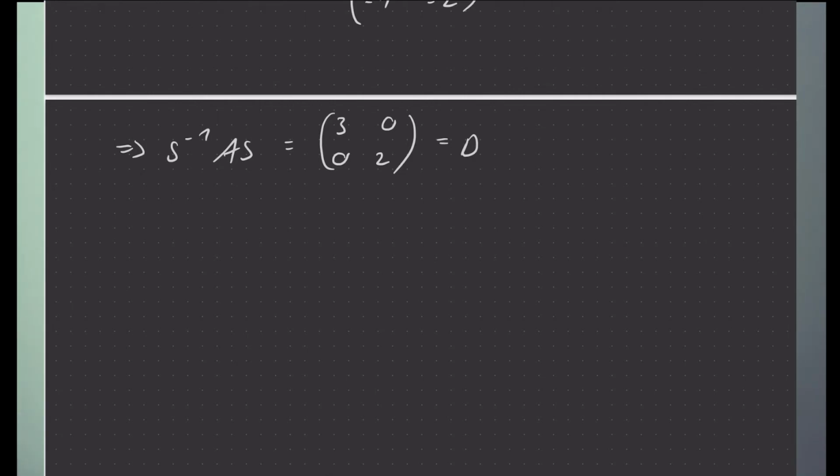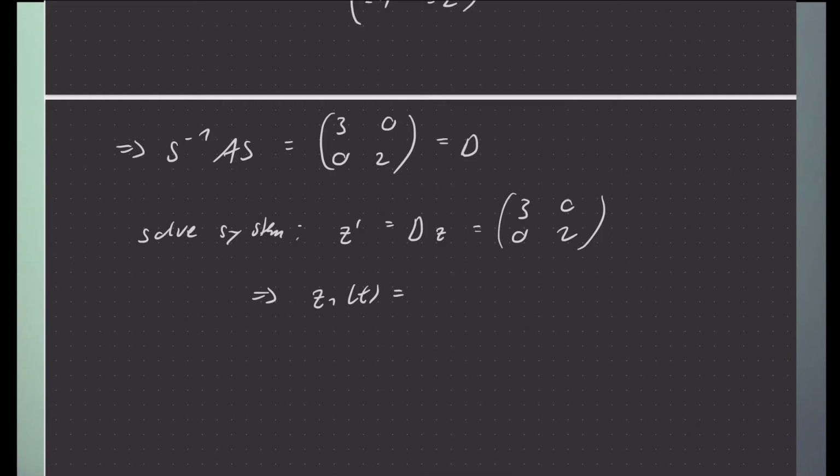Now, having this diagonal matrix, we can solve the transformed system. The transformed system is C prime equals D C, and again, D is 3, 0, 0, 2. So the solution that we get is C1 of t equals a constant gamma 1 e to the 3t, and C2 of t equals a constant gamma 2 e to the 2t.